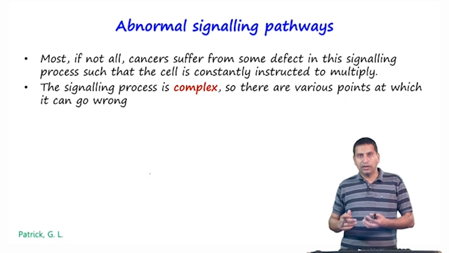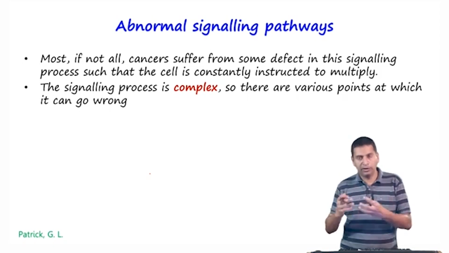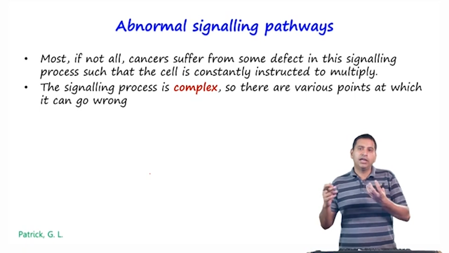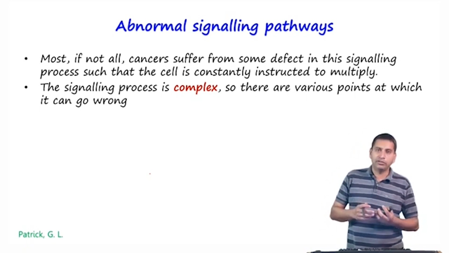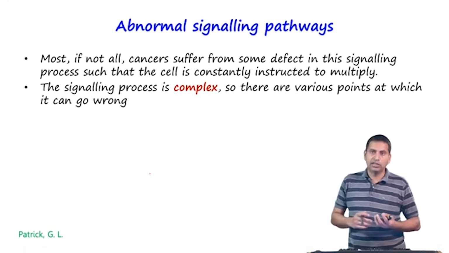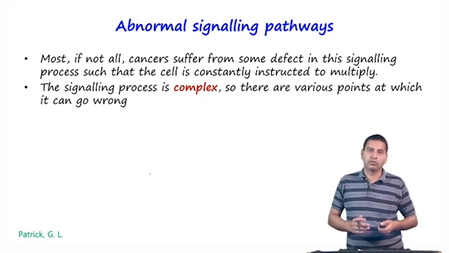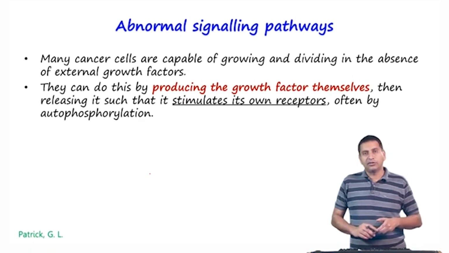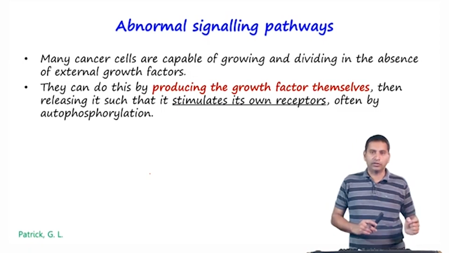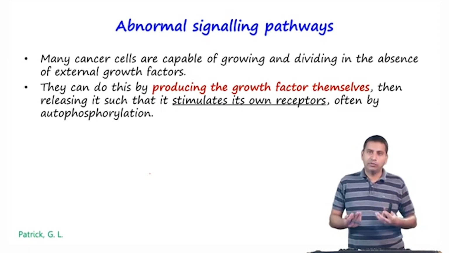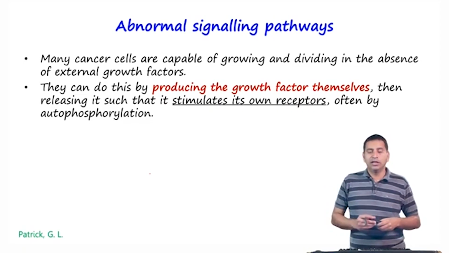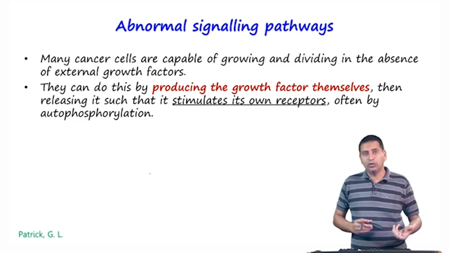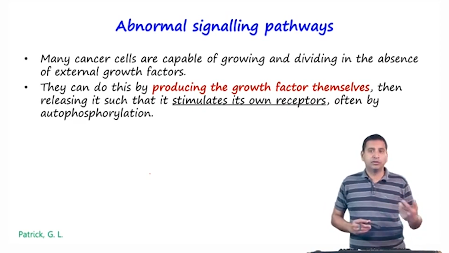So, therefore, the cell, instead of inhibition and growth after some time, is actually instructed to multiply constantly. As you can imagine, the signaling process is quite complex, and there are various points at which it can go wrong. Many cancers are capable of growing and dividing in the absence of external growth factors. So, once cancer develops, it does not need any external growth factors, it just grows on its own. They can also keep growing indefinitely by producing the growth factors themselves.